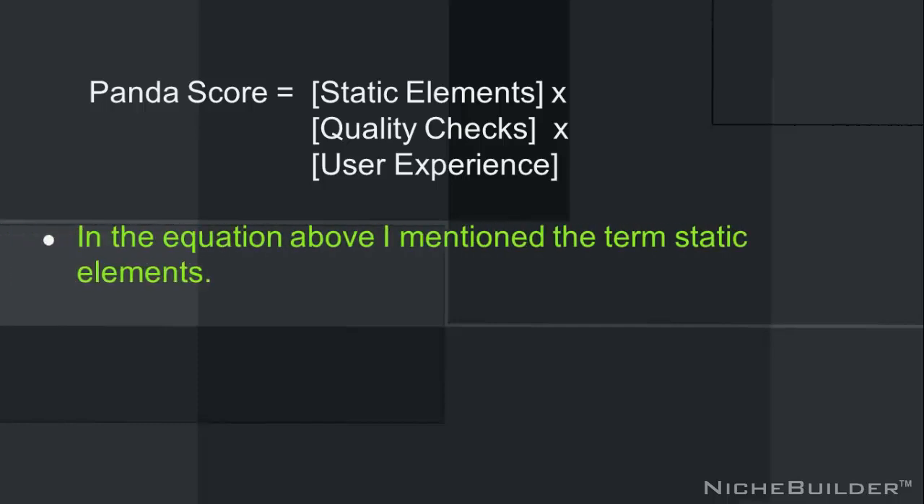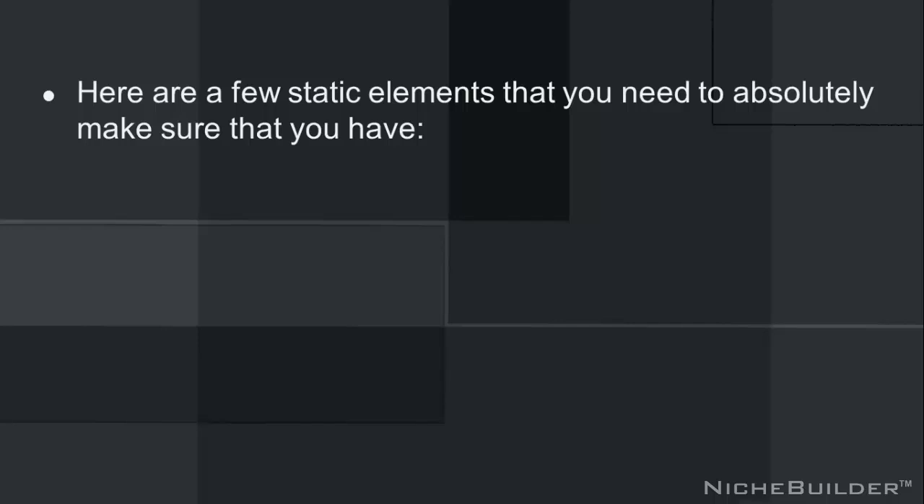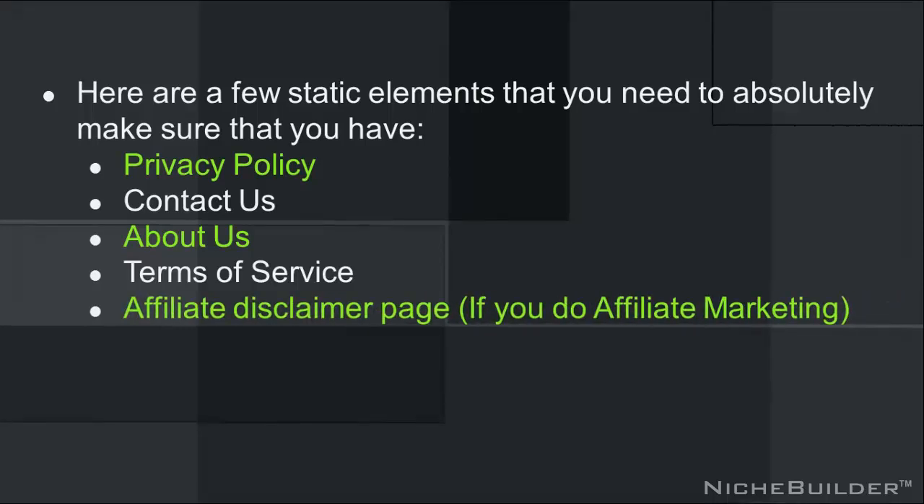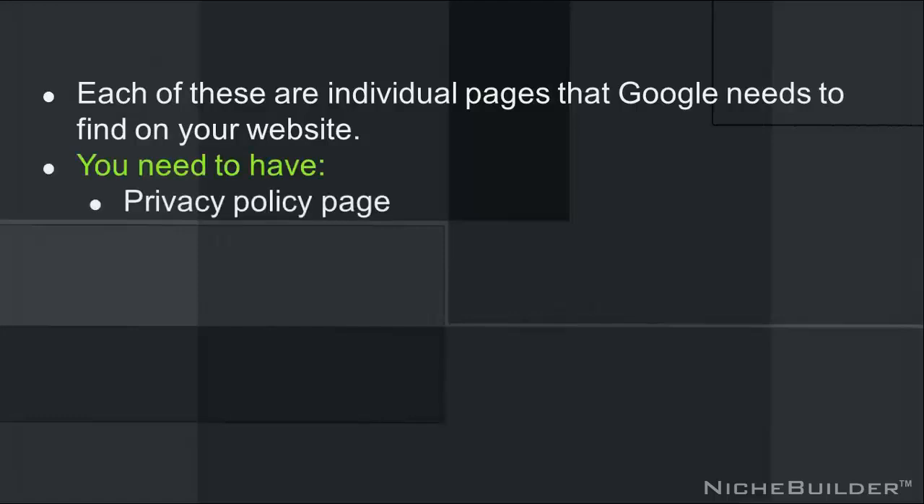In the equation above, I mentioned the term static elements, so let's talk about what exactly that is. Static elements are the specific items that Google's looking for on your website. Here are a few static elements you need to absolutely make sure you have. Privacy policy, a contact us page, an about us page, and a terms of service page. Now, if you're also doing affiliate marketing, you're also going to want to have an affiliate disclaimer page. Each of these are individual pages that Google needs to find on your website.